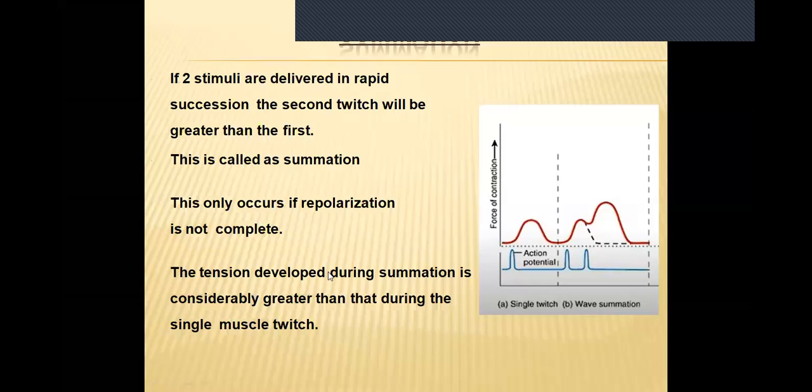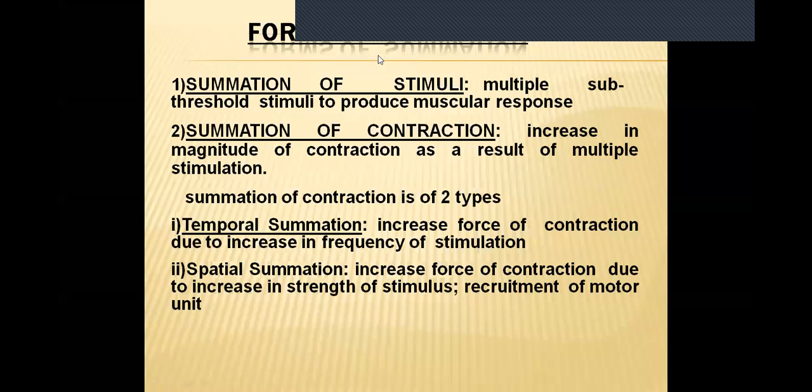The tension developed during summation will be greater than in a single twitch. Why? Because in a single twitch, only a few calcium ions enter the sarcoplasm, and only some amount of strength will be generated. But due to the summing effect, a lot of strength will be generated when summation takes place. Two forms of summation are there: one is summation of stimuli, another is summation of contraction. When summation takes place by successive stimuli, this is called summation of stimuli.